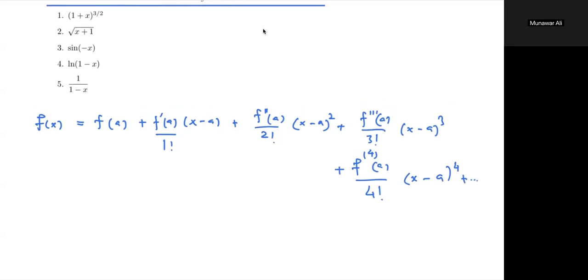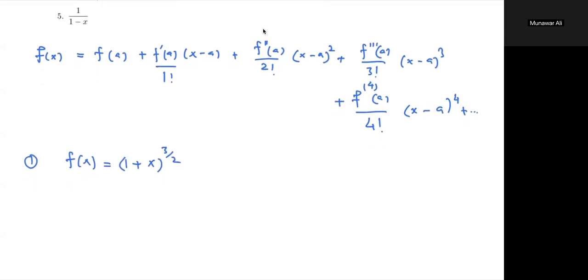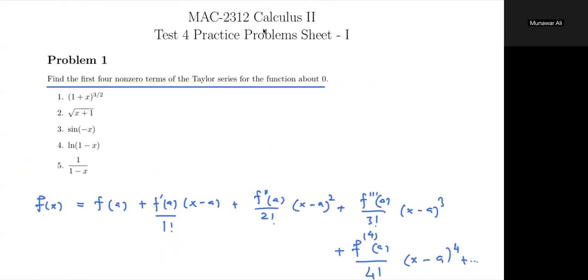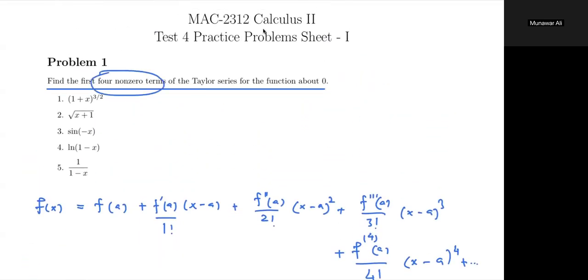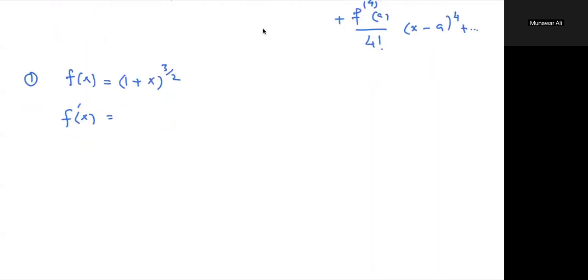If we pick the first one, you start with the function 1 plus x to the 3 halves, and you find its first derivative. We need at least 4 derivatives because it is asking for 4 non-zero terms. It will not be the case with a function like sine of negative x, because some of the terms are 0. Then for that function you need more derivatives, maybe 6 or 8. But for this one, we need at least 4 derivatives.